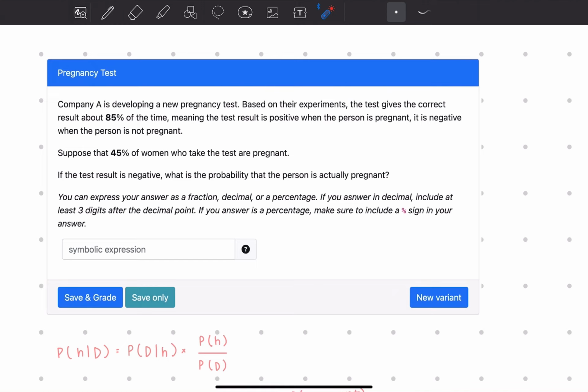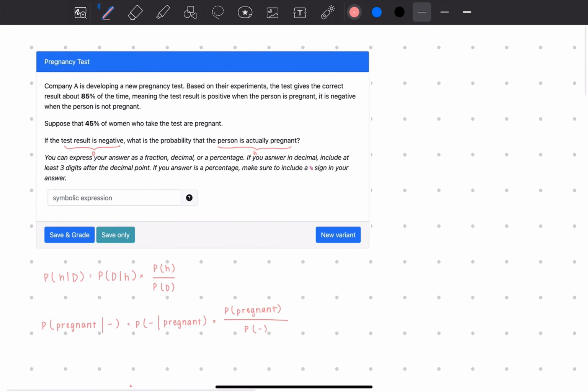Now we can refer back to the question, which asks, if the test result is negative, what is the probability that the person is actually pregnant? We can rephrase this as, what is the probability that the person is actually pregnant, H, given that the test result is negative, D. I also find it helpful to rewrite the formula substituting H and D with the given information, and I did that below. I substituted H with a person who is actually pregnant and D with a negative test result, and I use a negative sign to indicate that.